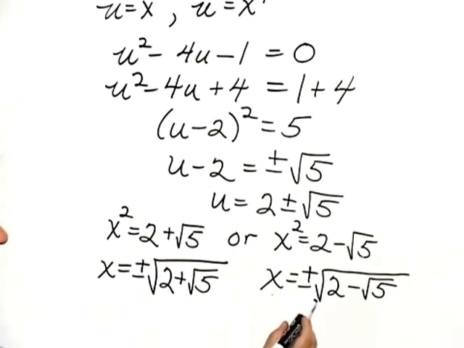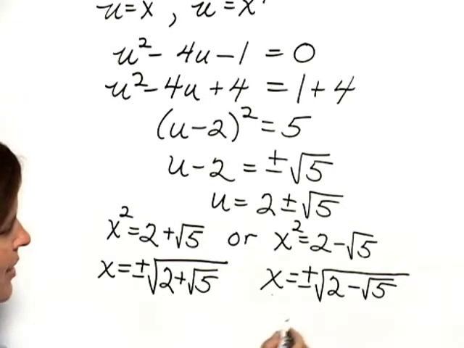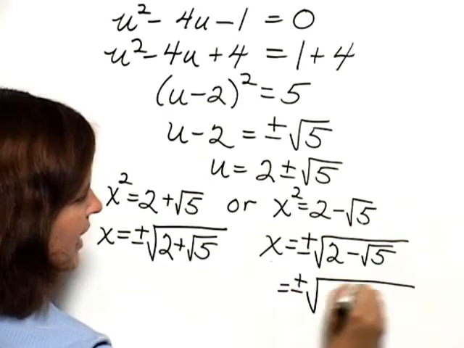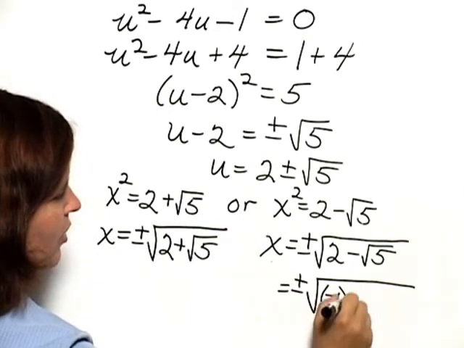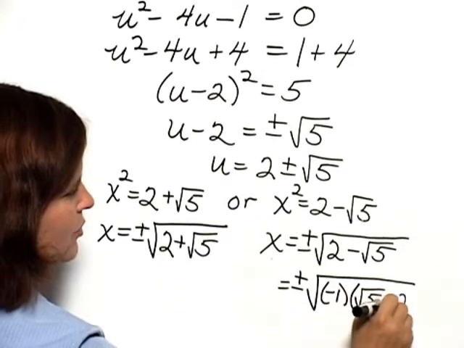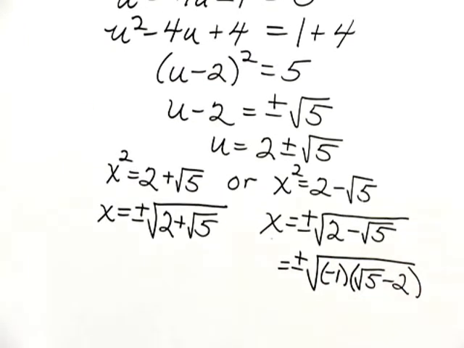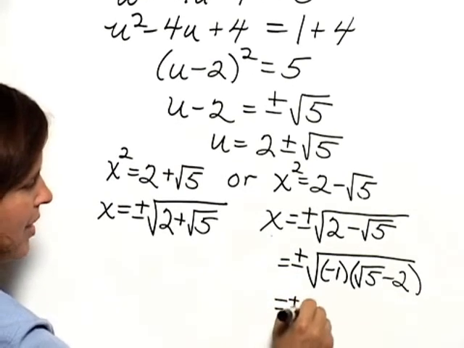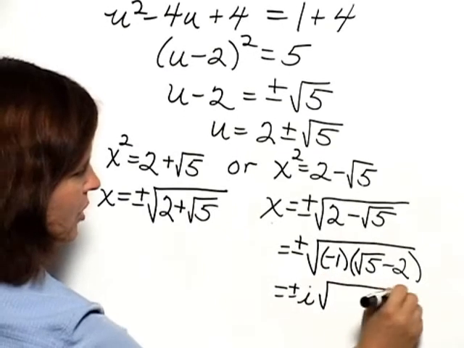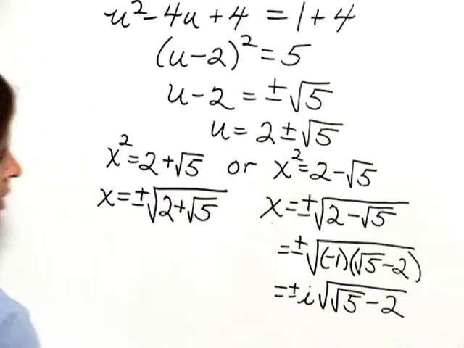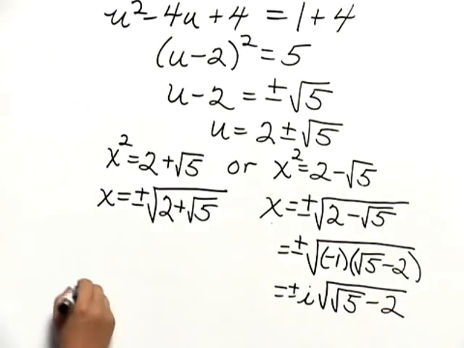x equals plus or minus the square root of 2 minus the square root of 5. I want to factor out an i, so inside the parentheses, I am going to factor out a negative 1. Negative 1 times, that reverses the order, this will be the square root of 5 minus 2. Now the square root of negative 1 is i, so I can write that as plus or minus i times the square root of the square root of 5 minus 2. And that actually gives me 4 solutions then.